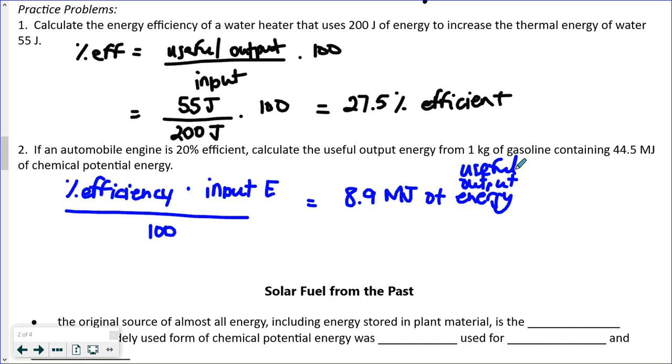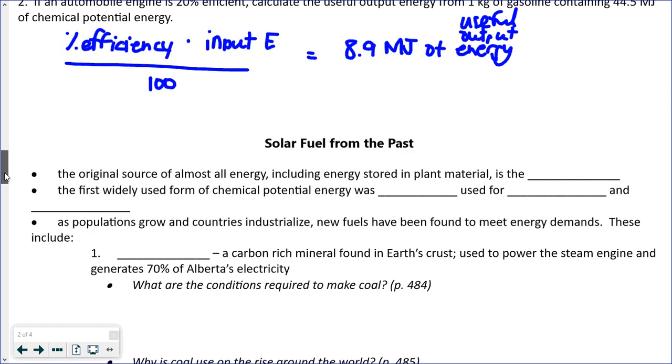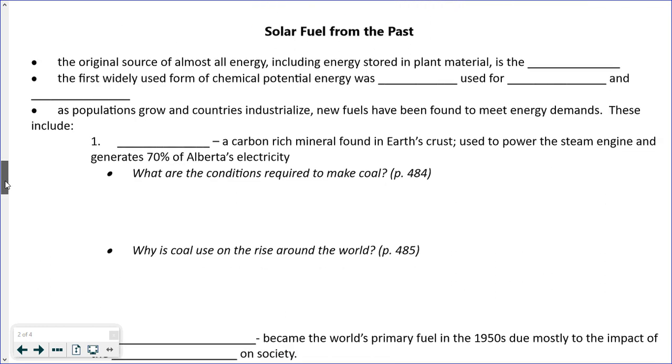We're going to do just part of the next page with this lesson, and then the next lesson will be your harvesting chemical energy. So this one's called solar fuel from the past. We know that the source of all energy, the original source of energy on Earth, is the sun. So it provided light to those small photosynthetic organisms that died and got buried and compacted under layers of rock and created these fossil fuels and petroleum products. So the original sun was the source.